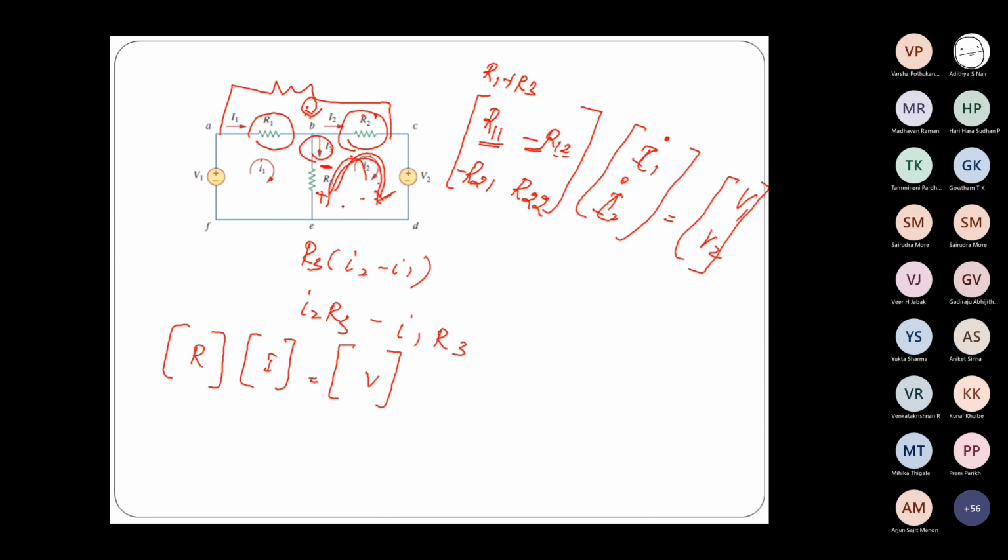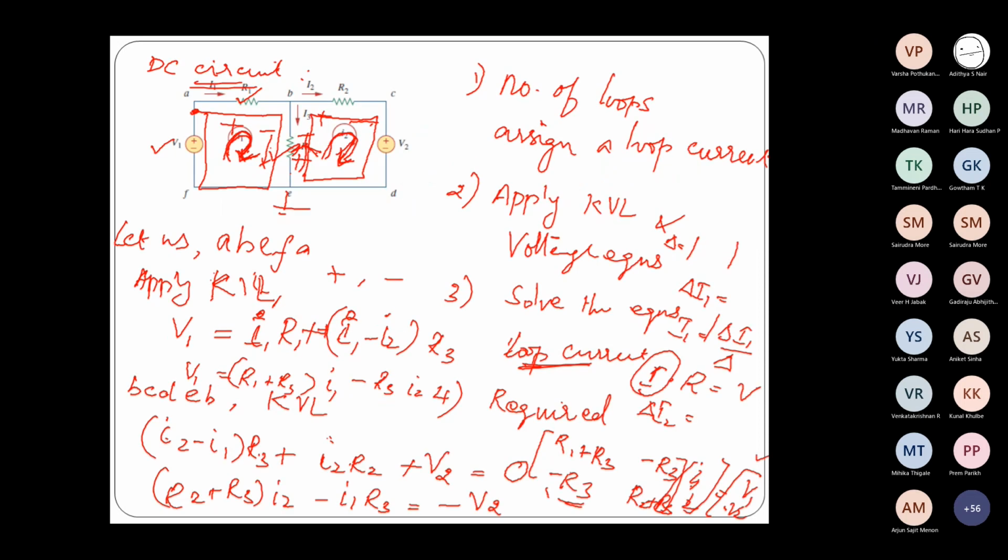Ma'am, actually I thought V2 should be negative, ma'am, in that loop. Yes, V2 is negative only. That's how we wrote it. See, minus V2 only we have written here.